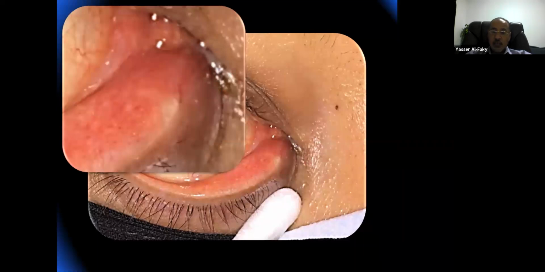We don't expect the granules to come out, because they are too big for the punctum to be expressed out. In rare instances, if the patient had a punctal plug, it is a secondary form of canaliculitis, where the punctal plug might have gone inside or become impacted and cause the canaliculitis.